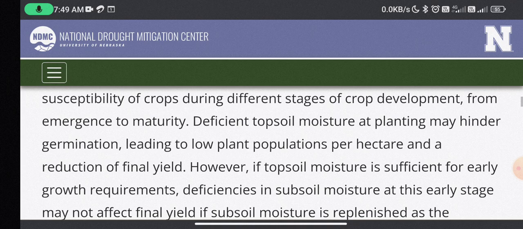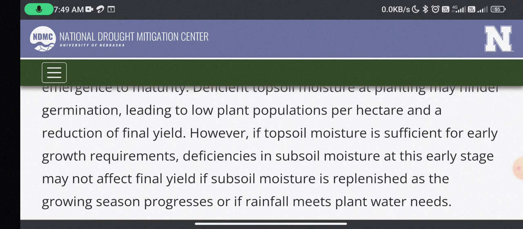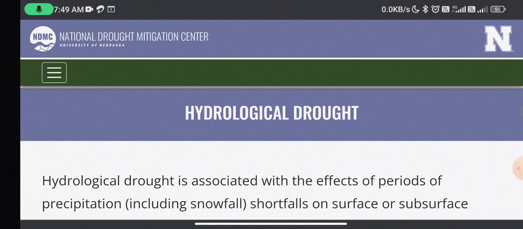Deficient topsoil moisture at planting may hinder germination, leading to low plant populations per hectare and a reduction of final yield. However, if topsoil moisture is sufficient for early growth requirement, deficiencies in subsoil moisture at this early stage may not affect final yield if subsoil moisture is replenished as the growing season progresses or if rainfall meets plant water needs. Let's see the hydrological drought.